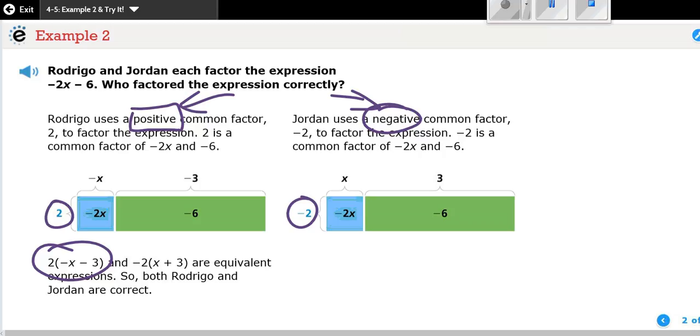And so what we're starting to see is that in math, especially when we don't have a final answer, right? We're just using an expression. Sometimes we can have a positive answer and have a negative answer, and both of them be correct. Right? And so that's what example 2 is showing you here.